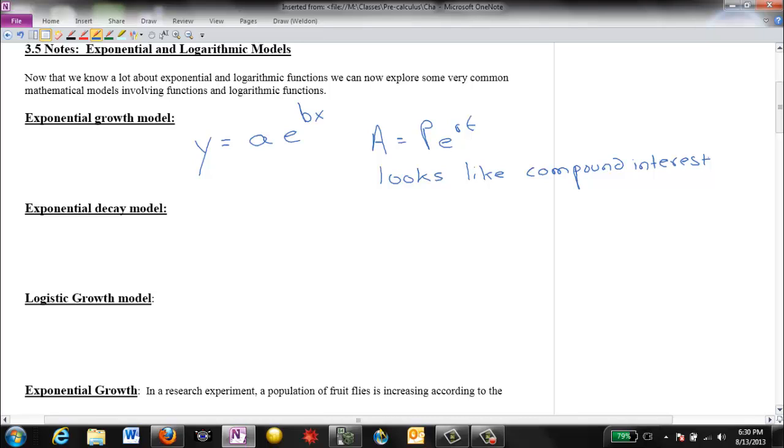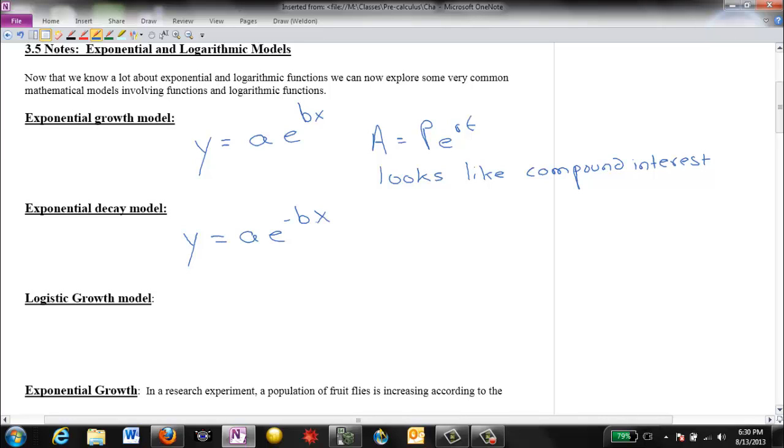The next one is exponential decay, and it's going to look exactly like the exponential growth model, except the only difference is this parameter b in the exponent is negative. So we have y equals a times e to the negative bx, and that negative turns it from an exponential growth model to an exponential decay model.